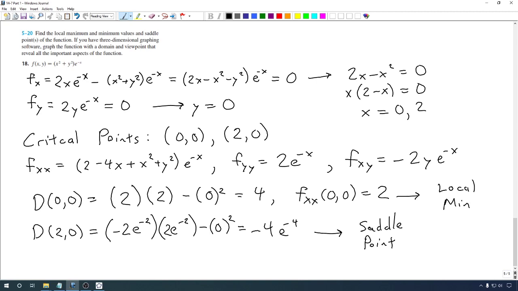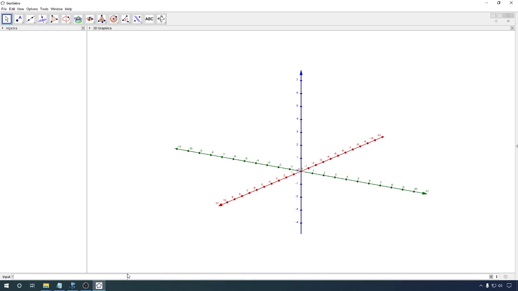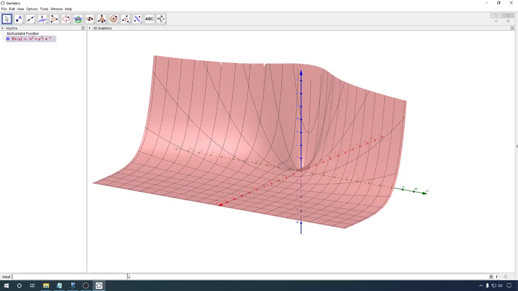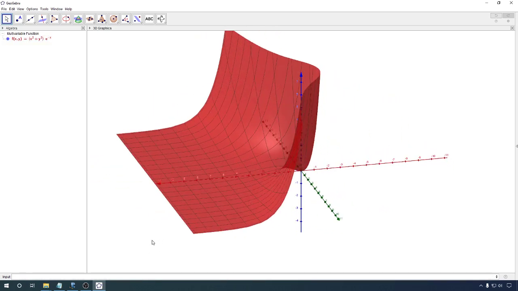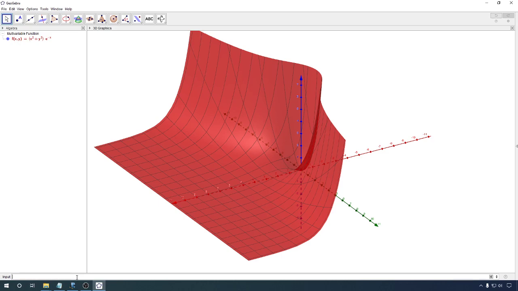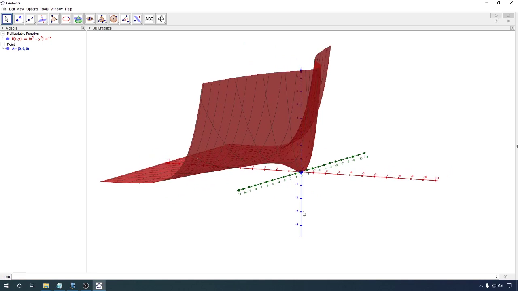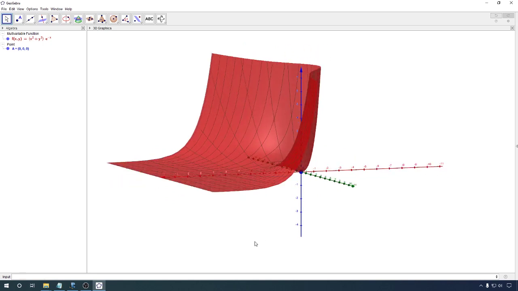Let's go ahead and plot this one as well. So our function was f of xy is equal to x squared plus y squared times e to the minus x. We get this surface here. We go ahead and plot the points. So what was our first one? 0, 0. And if we plug 0, 0 into this function, obviously we're going to get 0 times e to the 0. We just have the origin. We literally have the origin on this surface.